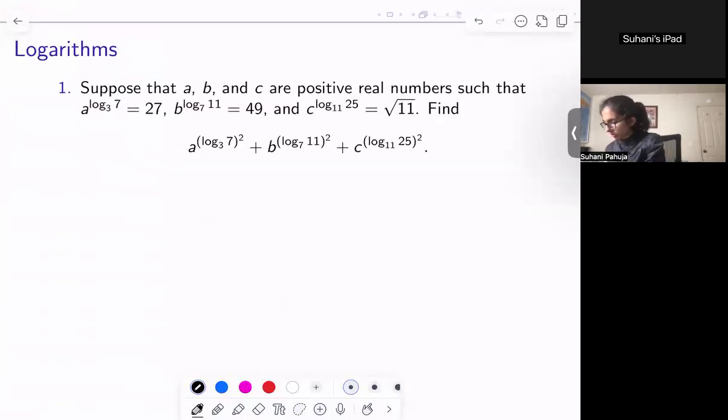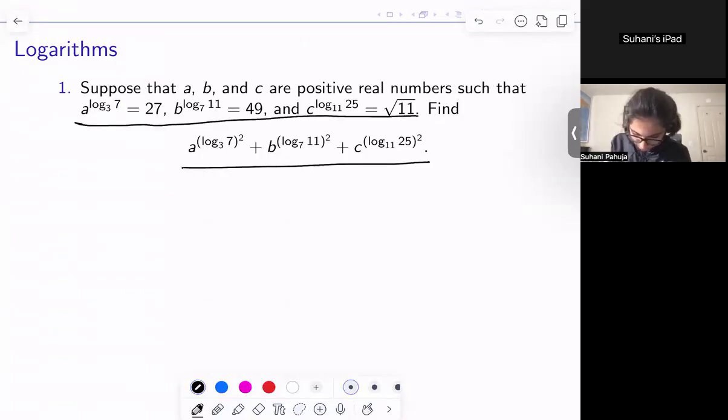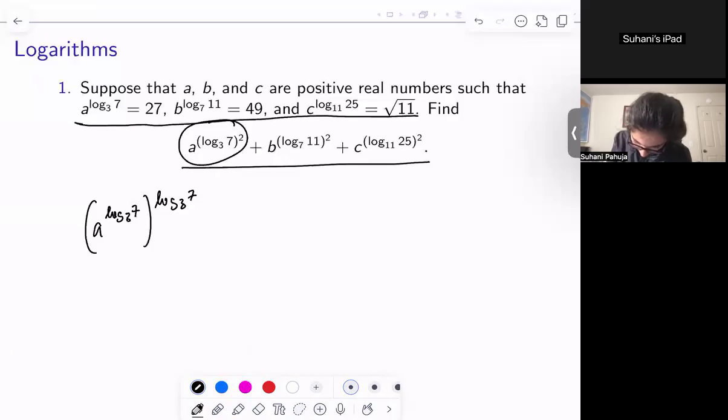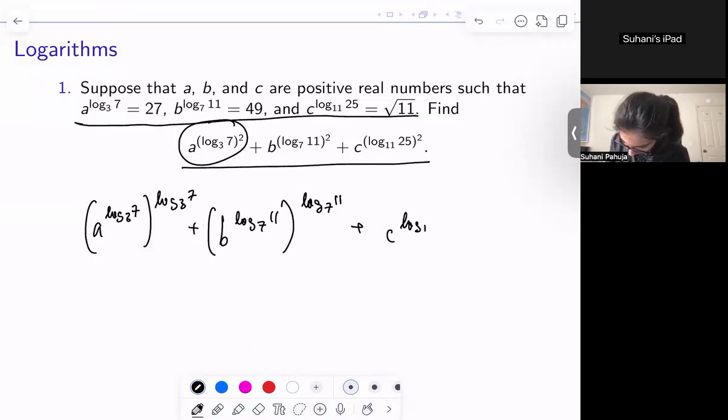So the next question is a logarithms question, and it states that a, b, and c are positive real numbers. We have these three equations, and then we want to find this. So for this question, all you have to do is note that a to the power of log base 3 of 7 is the same as this. And then we can similarly write the rest of the addends. So the second addend can be written like this, and then the third one can be written like this.